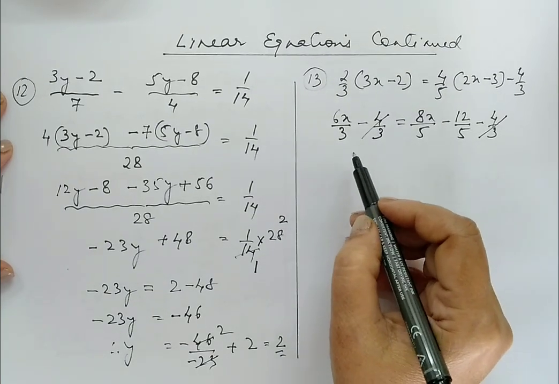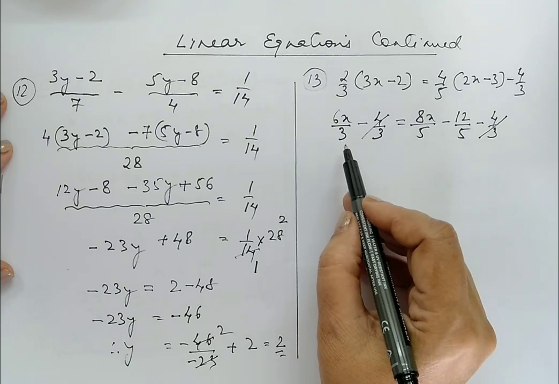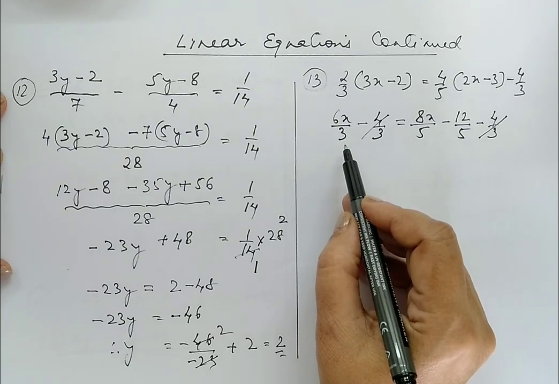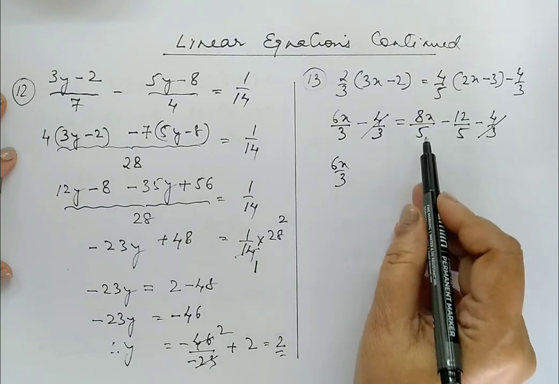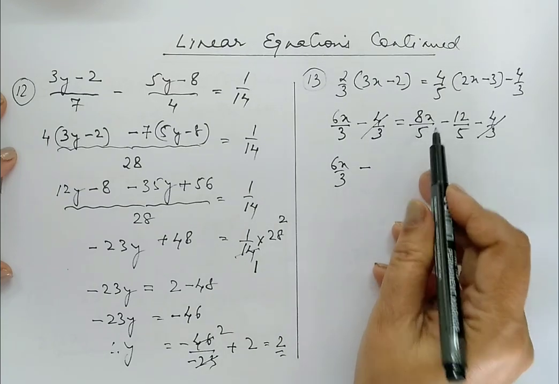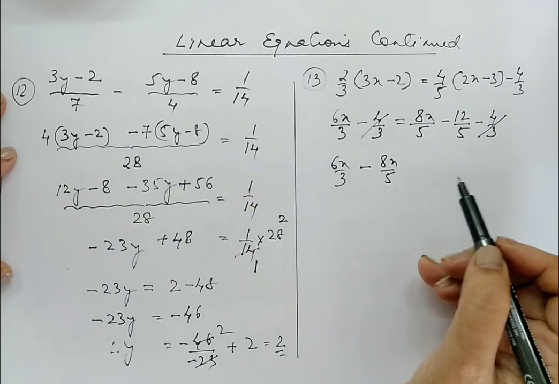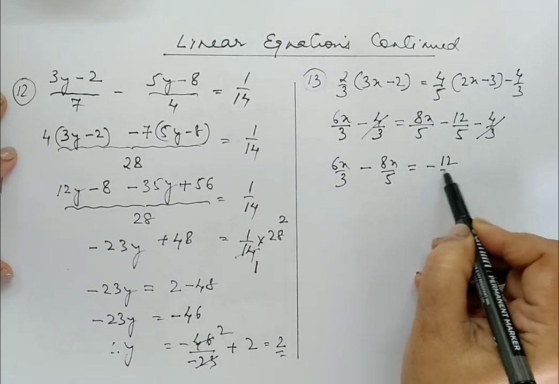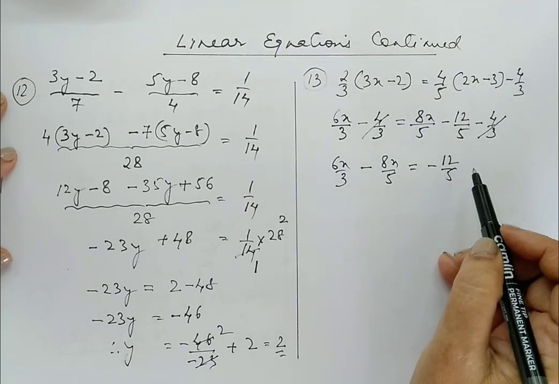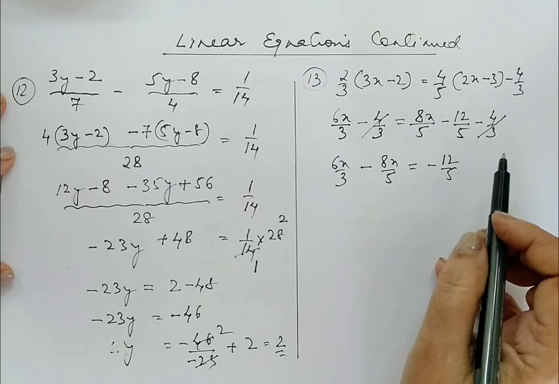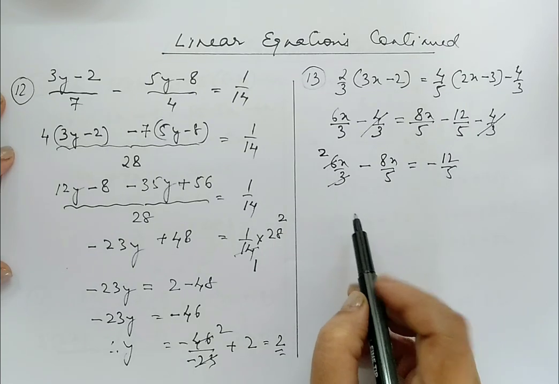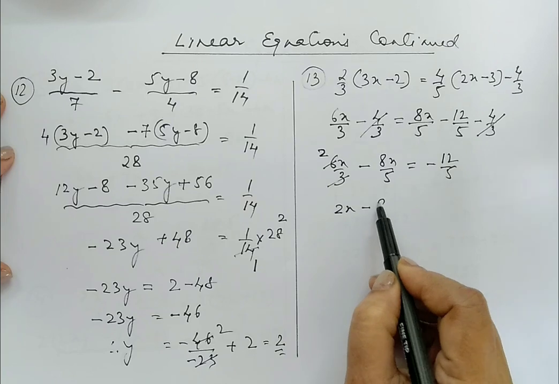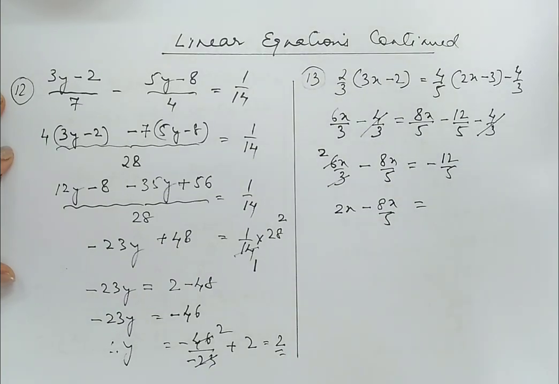So this side we have 6x over 3, isn't it? Now we have a simple 6x over 3, which we can reduce, but let's bring this here. 8x over 5 and equals to minus 12 by 5, which was already there. So we have this. So what next? If we simplify this, we get 2x minus 8x over 5. Alright guys, and this side minus 12 over 5.